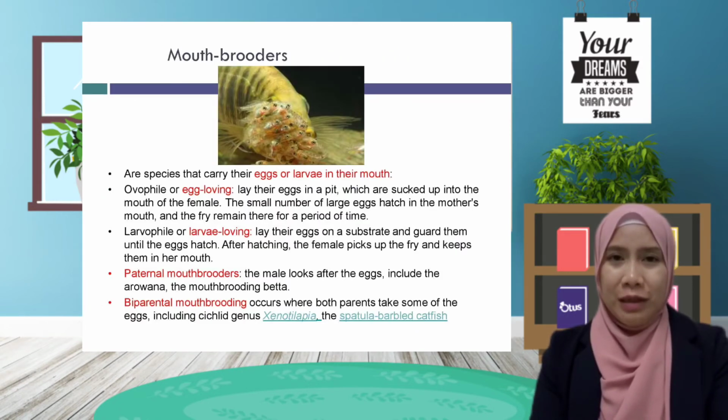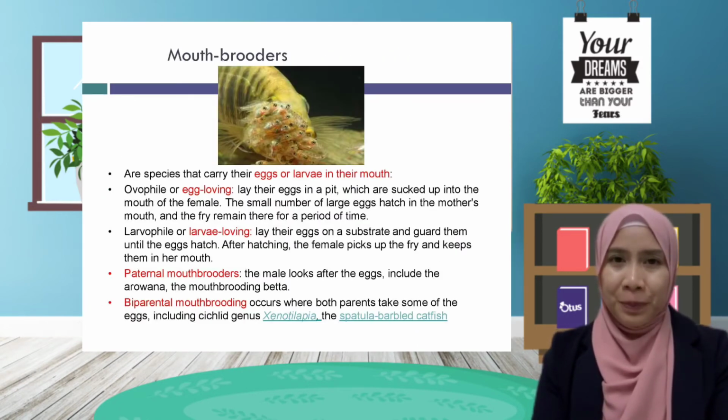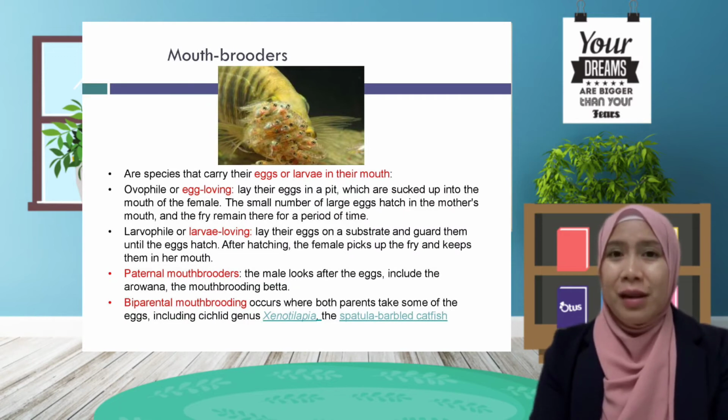Next reproductive strategy is mouth brooders. Mouth brooders are species that carry their eggs or larvae in their mouth. Ovophiles, or egg-loving, lay their eggs in a pit, and the eggs are sucked up into the mouth of the female. The small number of large eggs hatch in the mother's mouth and the fry remain there for a period of time. Larvophiles, or larva-loving, lay their eggs on a substrate and guard them until the eggs hatch. After hatching, the female picks up the fry and keeps them in her mouth.